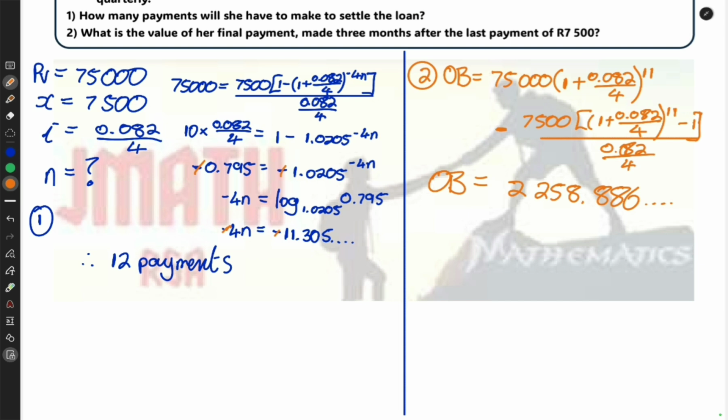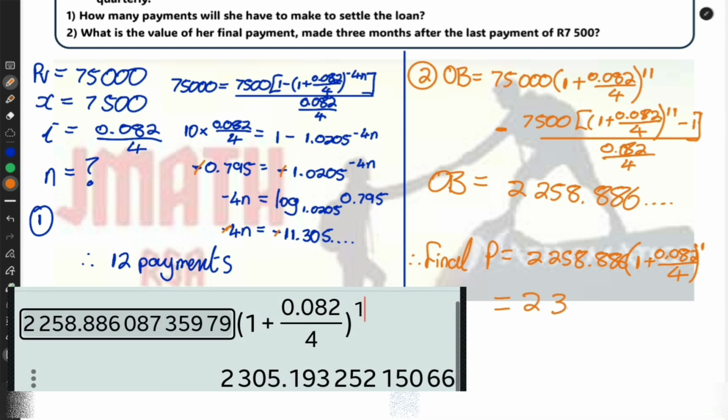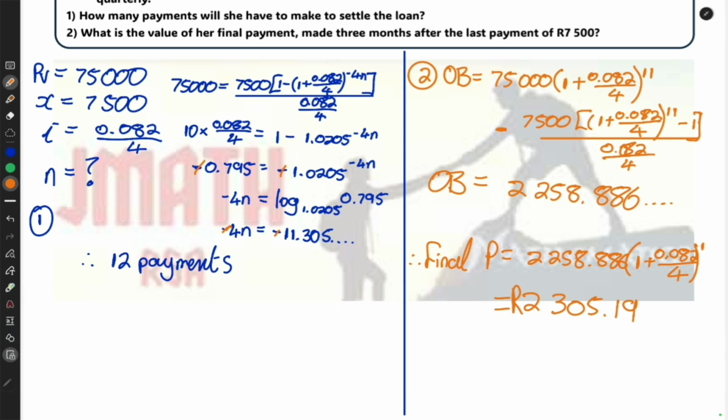So the next payment is going to be made 1 quarter later or 3 months later. So therefore, I need to add a compound bracket for 1 quarter. So I can say, therefore, the final payment would be equal to 2258.886, and then one of these brackets. Okay, 0.082 over 4, and then just 1 quarter. And then the final payment for these guys is going to be 2305.19 Rand. Great. That is how you work out the final payment of a loan.